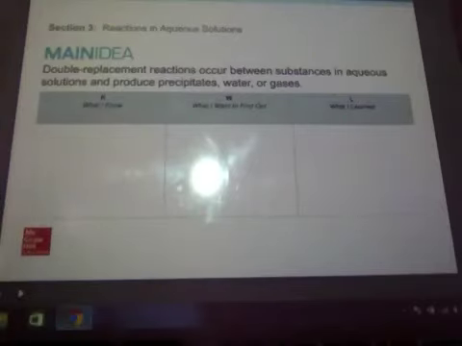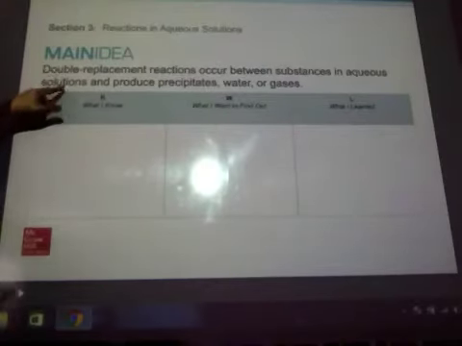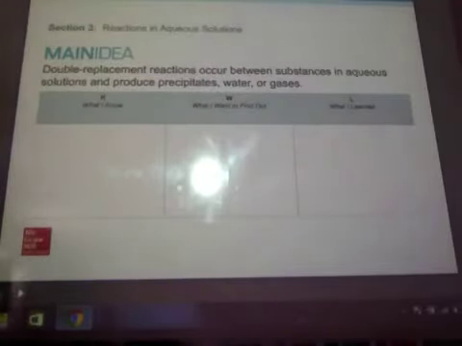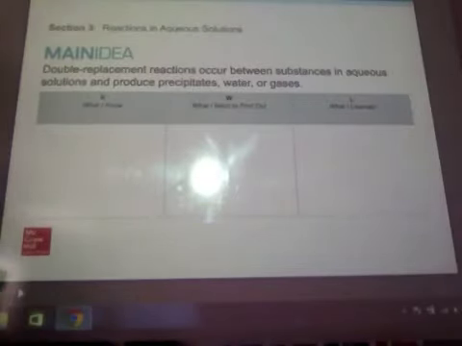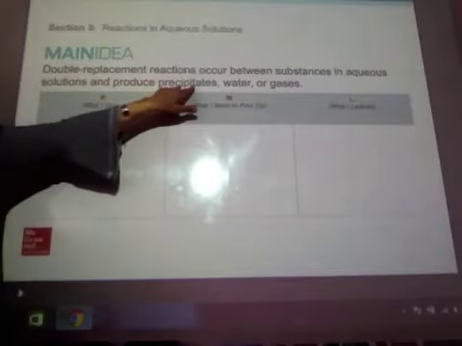So if we look at the last section, like I said, we're going to be talking about double replacement reactions, and they typically occur in aqueous solutions. So in your lab, the two liquids that turned bright yellow, you had a yellow precipitate, a white precipitate, and a blue precipitate. We started with aqueous solutions, and ours produced precipitates.